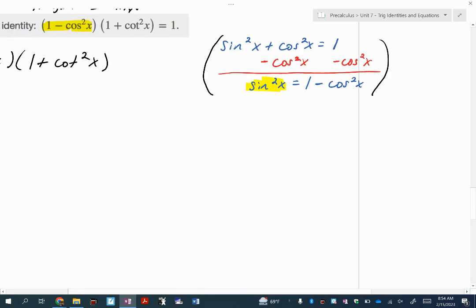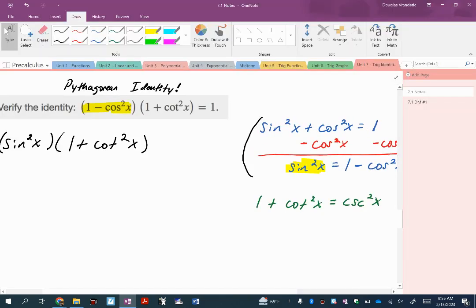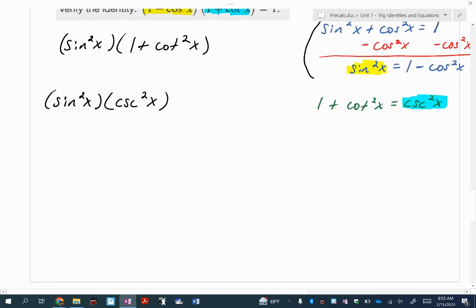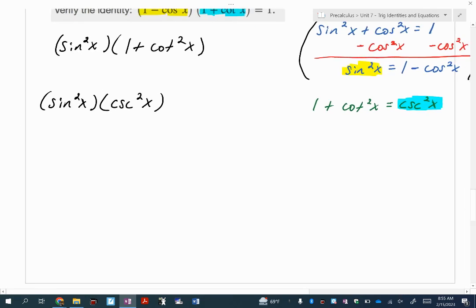So one of the other Pythagorean identities is 1 plus cotangent squared x equals cosecant squared x. Now this one requires no manipulation. You'll notice in the parentheses, 1 plus cotangent squared x is already there. So I'm just going to replace it with cosecant squared x. So copy down the sine squared, and this is going to become cosecant squared x. Now, again, I want this to be 1, so I'm not there yet.